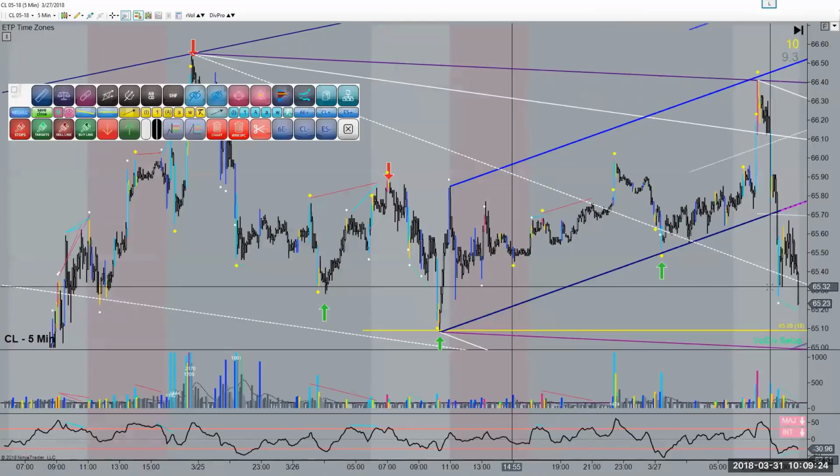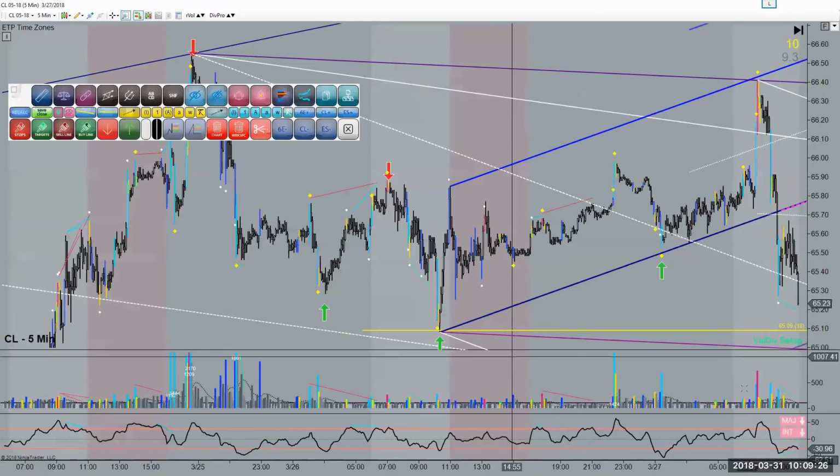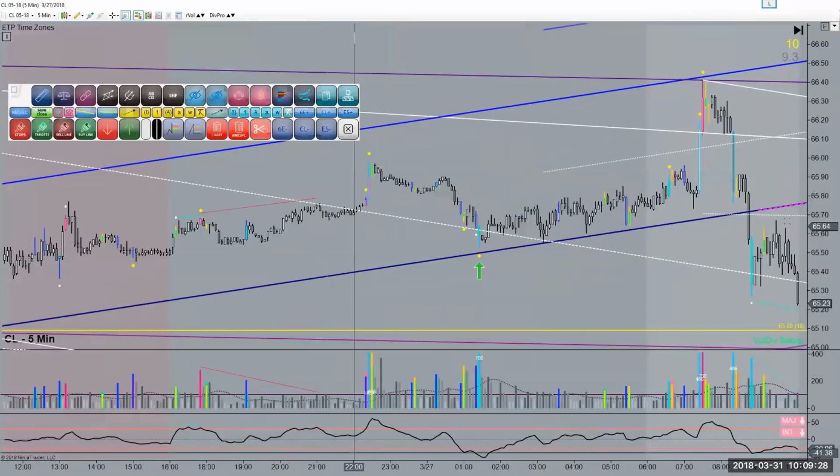All right, so anyway, that's volume divergence on the 5-minute. What do I mean by that? That's a big selling climax, straight down, huge amount of volume, retraces back up. There's your sign of strength. And then it comes back down to test that low on less volume, much less volume.